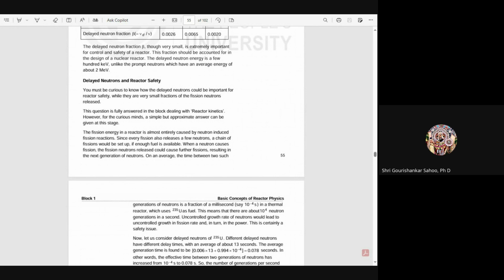You may be very curious to know how the delayed neutrons could be important for reactor safety, while they are very small fractions of the fission neutrons released. So you have to deal with reactor kinetics to understand it.